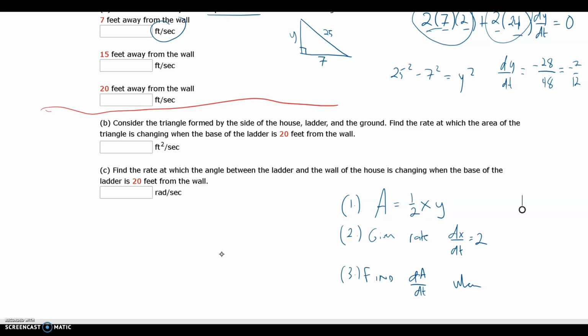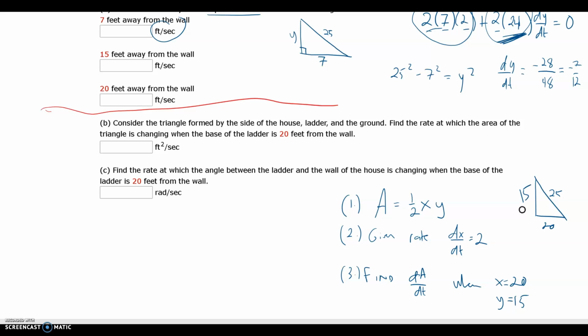Find the rate at which the area of the triangle changes when the base of the ladder is 20. So when x is 20, we could find y at that moment in time too, because we know that the hypotenuse is 25, right? So we can maybe get this out of the way first instead of later like we did the first time. This should be 25. This is also a Pythagorean triple, a similar triangle to a 3, 4, 5. If you divide them all by 5, that's 5, that's 4, so this should be 3 times 5. So that side should be 15, okay?